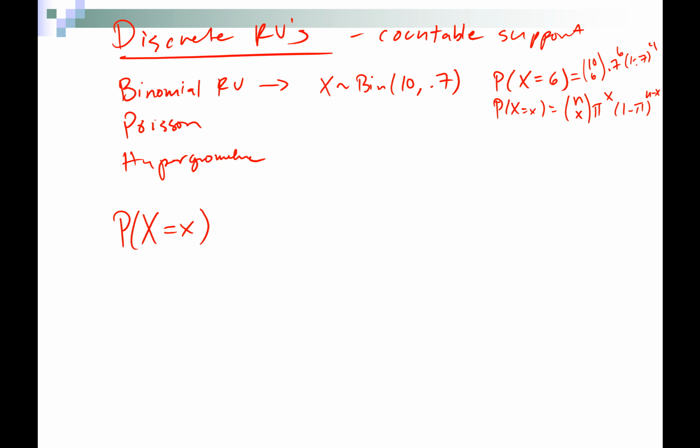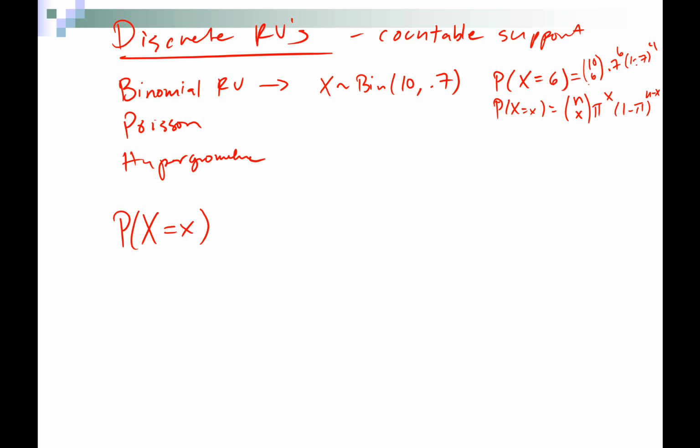And then we didn't say anything about the order, right? We could have made the first 6 free throws and missed the last 4. We could have missed the first 4, made the last 6, or any sort of combination. And that's where this choose comes in. 10 choose 6 says, how many ways can I rearrange misses and makes, or successes and failures, such that I've got 6 of one and 4 of the other.